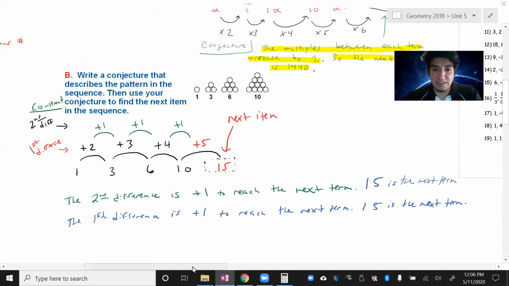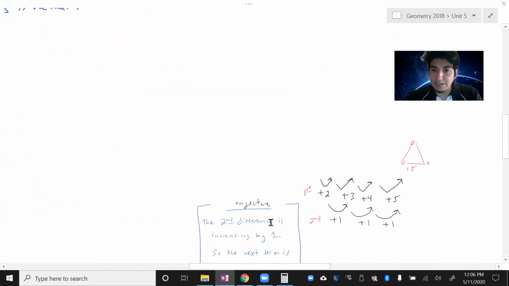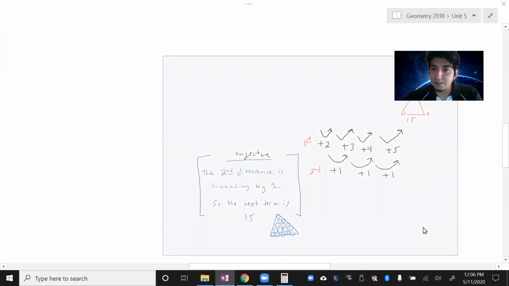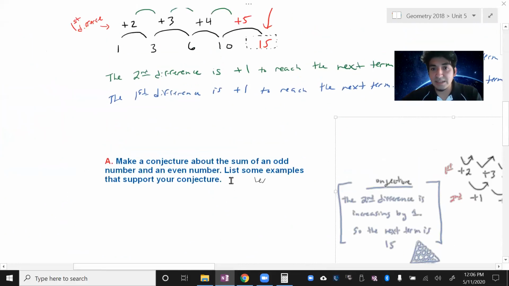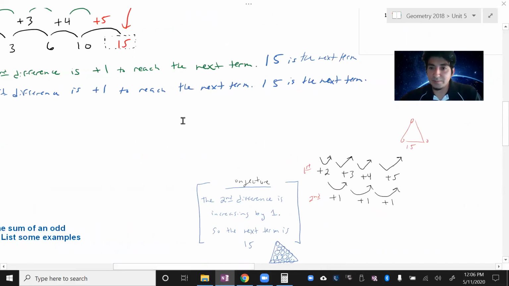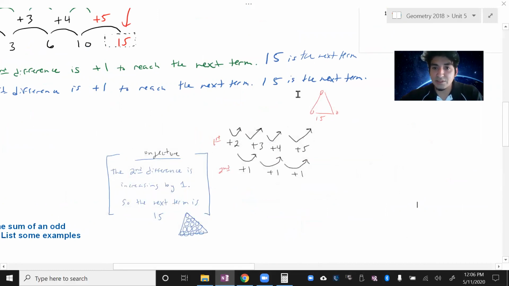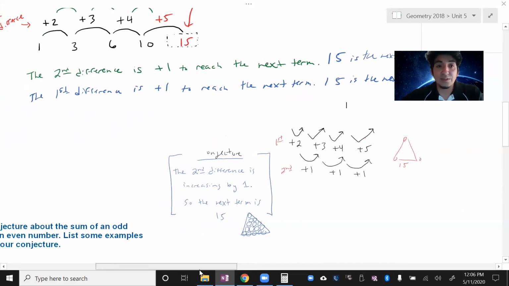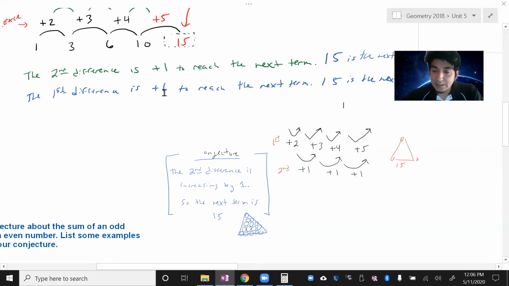Okay, so let's see what else I got over here. So boom, right here. We also come up with this example as well. Like I said, there's going to be a variety of different ways you can explain it. In this one, it was that the second difference, with a little picture along the way, is increasing by 1. So the next term is 15. Ideally, it's pretty much what we have, except I put the +1 here.